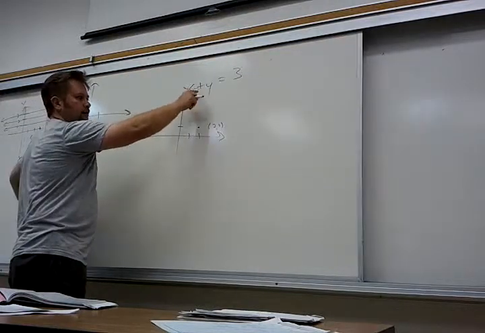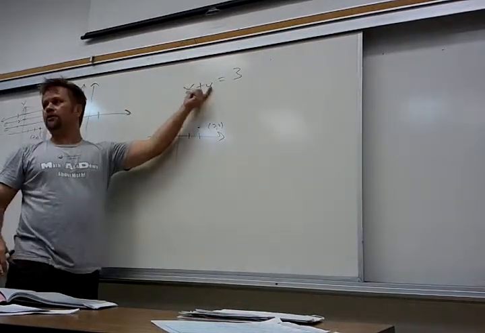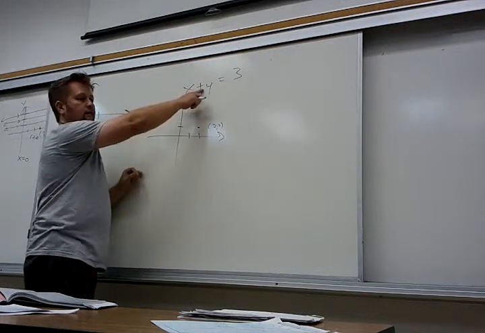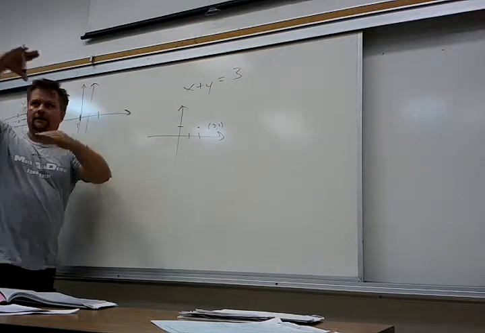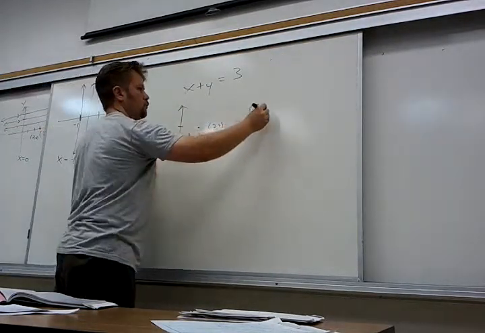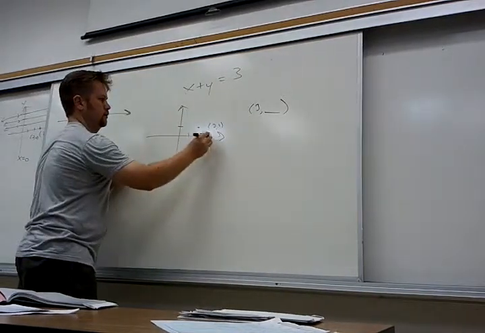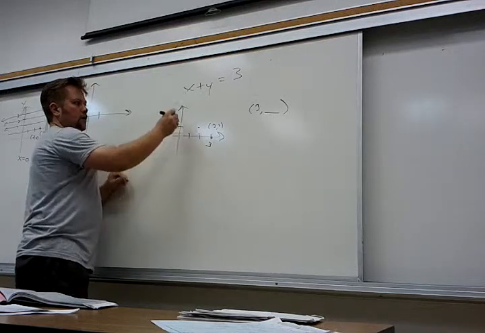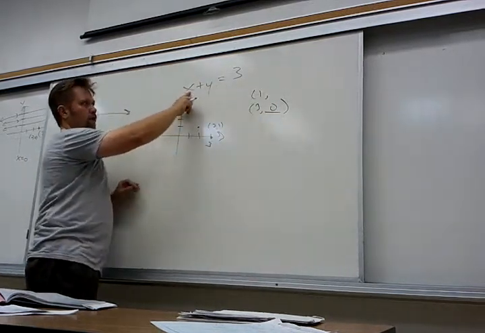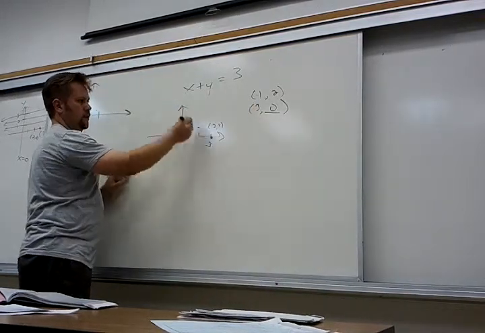Over here, this one is not going to be straight up and down. It's not going to be straight across because it has both letters. It's going to somehow be a slant. Because when one gets bigger, in this case, if x gets bigger, y has to get smaller, right? So here, this was 2, 1. What would be next? 3, 0. And if I went backwards, 1 plus 2, so 1, 2. And then you can see the line forming there, right?